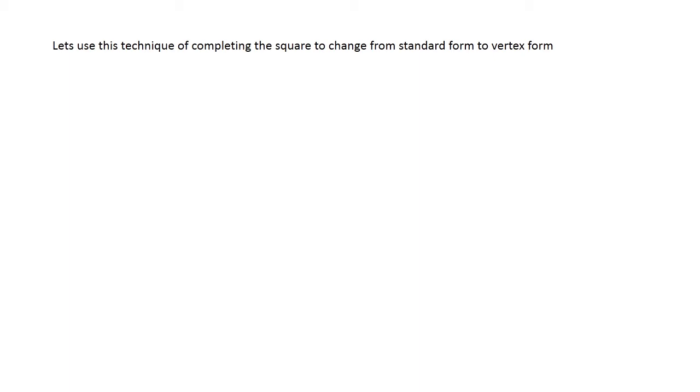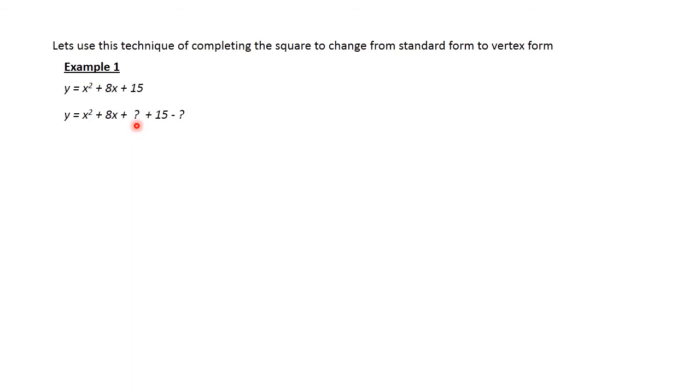Let's use this technique to see if we can change from standard form to vertex form. Here's our first example, x squared plus 8x plus 15. We're going to, first of all, add something onto that x squared plus 8x that's going to give us a perfect square. Leave the 15 out here for now, because that's not going to be a perfect square at the beginning. But if we add something onto here that could give us a perfect square, then we would have a perfect square plus or minus something on the end here.